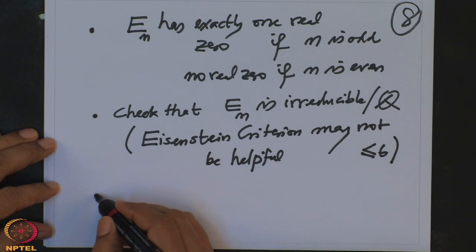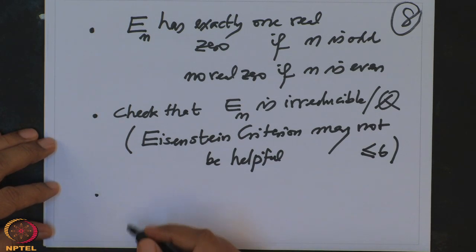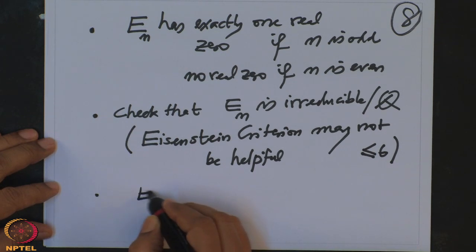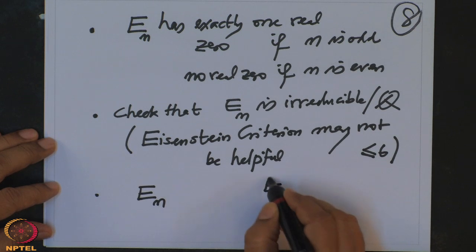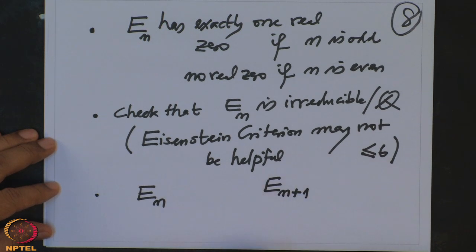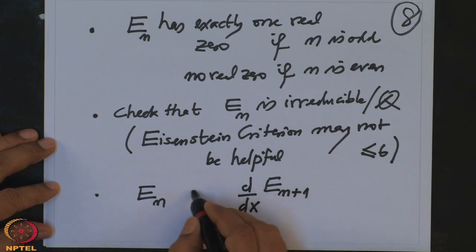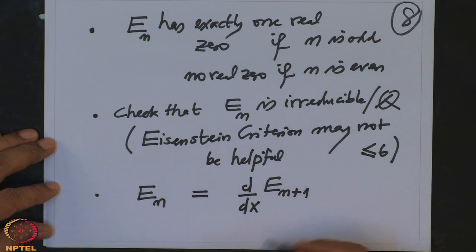Now the third important thing is, what is the relation between En and En plus 1? The relation is, if I differentiate En plus 1, you get En. This is easy, of course, this I should have said in the beginning. So irreducibility is difficult.